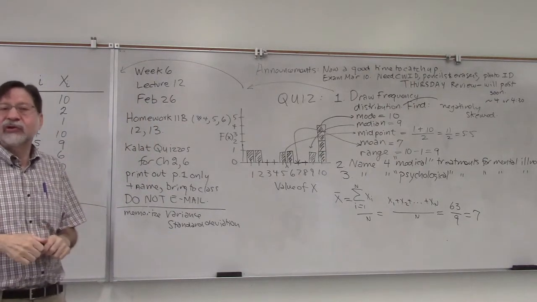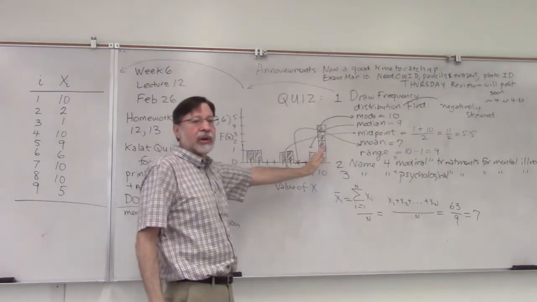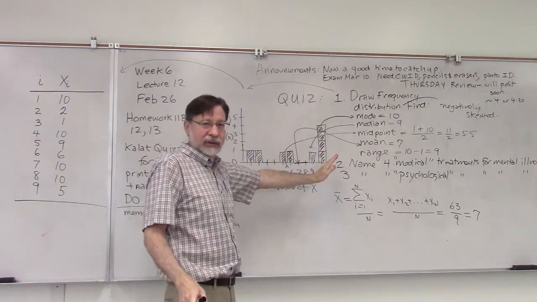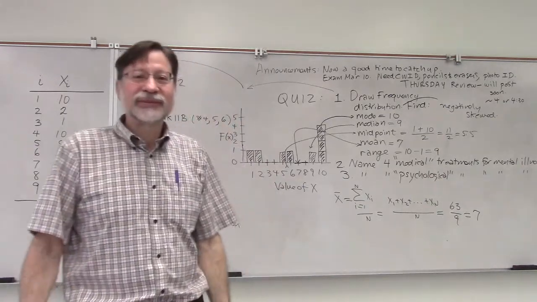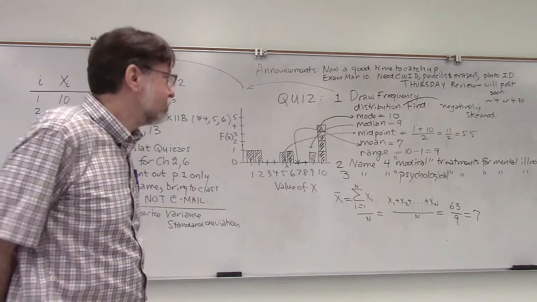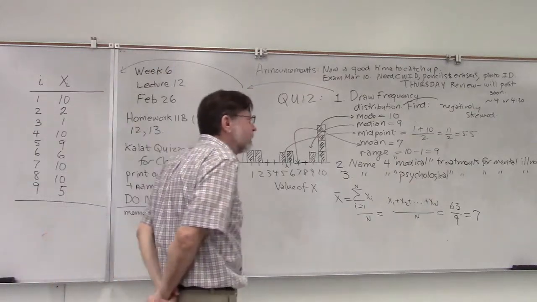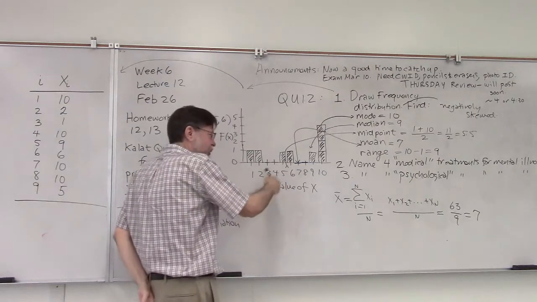All right. Any questions about how to draw a frequency distribution? Did you say that the median would change if you took one of the tens and turned it into 1,000,000? No, it wouldn't, would it? It would not. Okay. So you said the midpoint would change. Yeah, it would change.